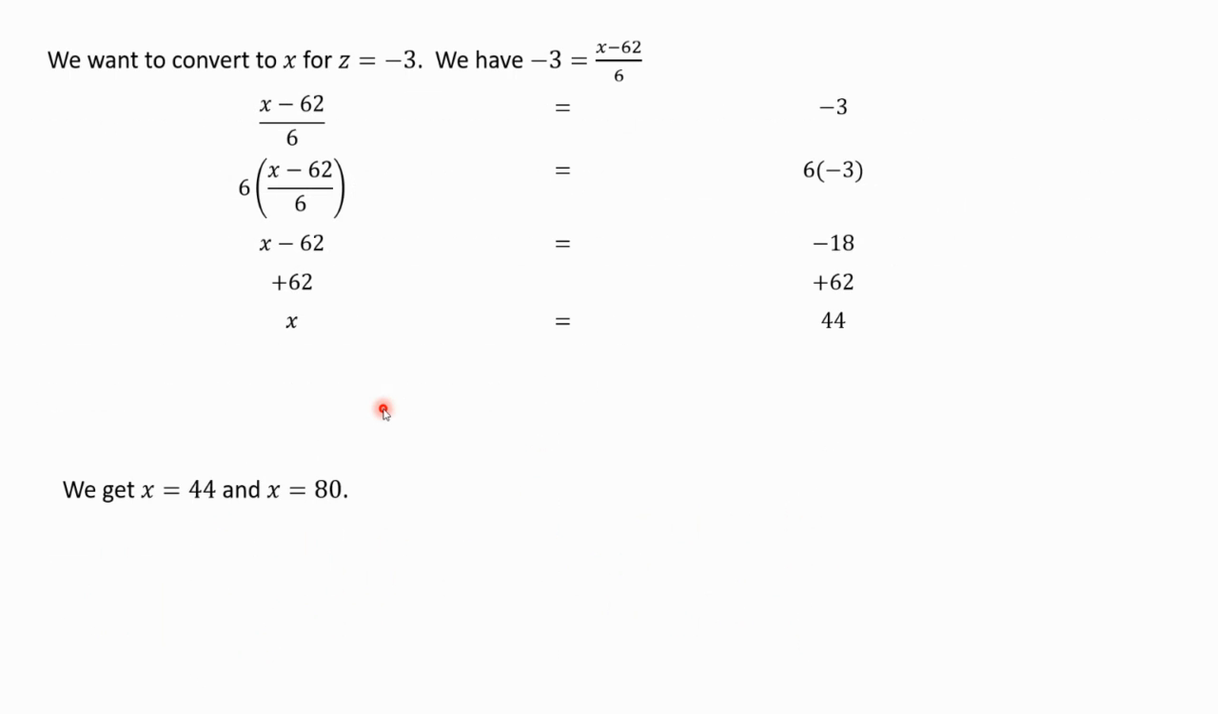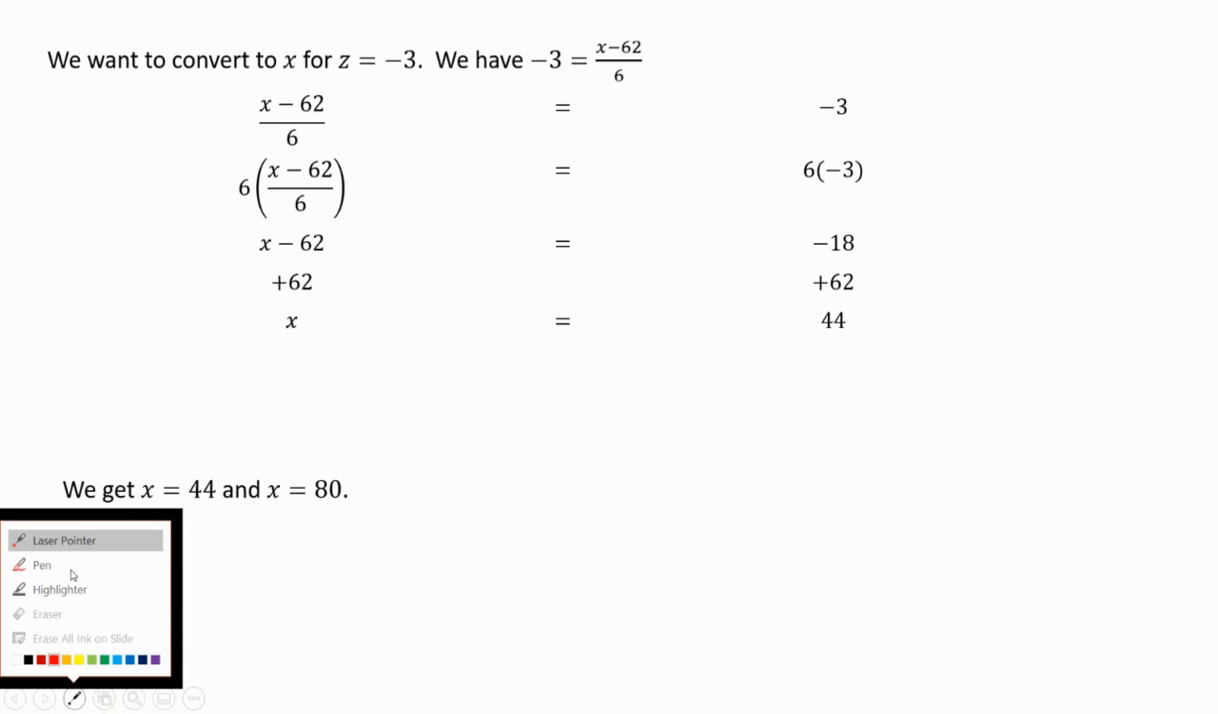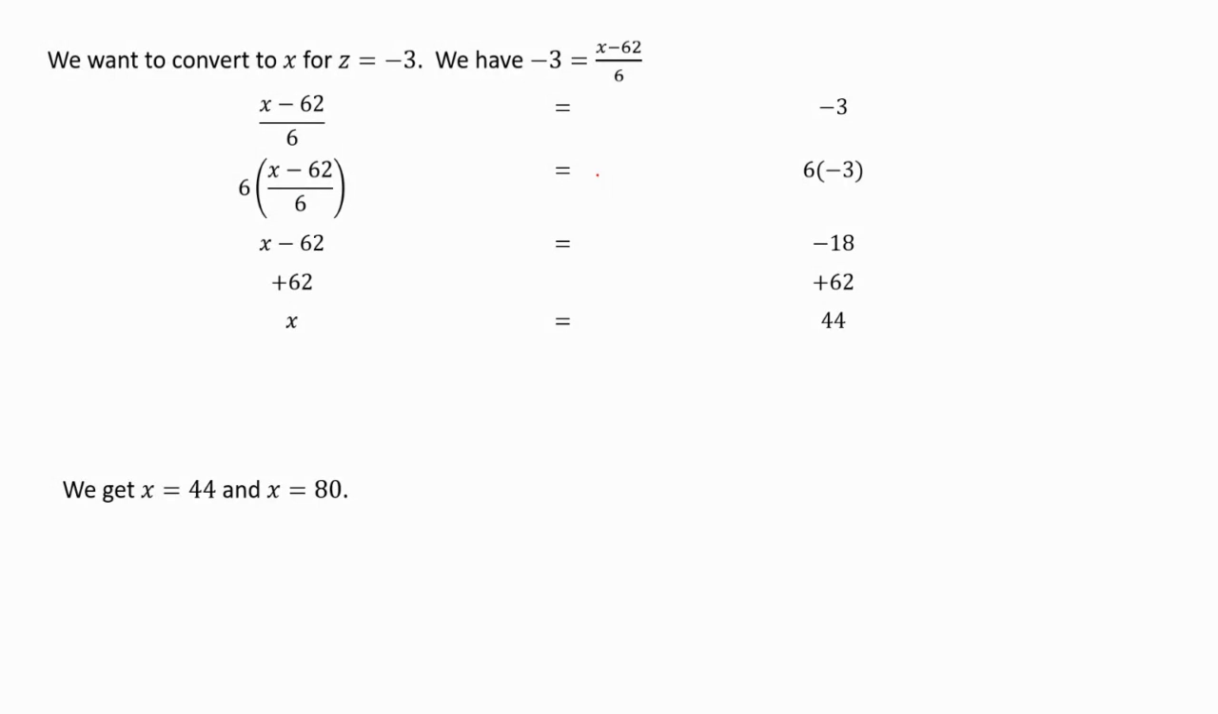Now for -3, it's the same idea, except now we use -3. In fact, as you can see, it's really the same calculation, or the same steps, I should say. You multiply by 6, because you want to get the denominator out of there, and the 6's cancel. Then we get x minus 62 is -3. Again, we have z as -3.